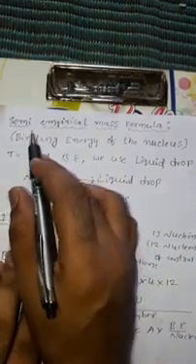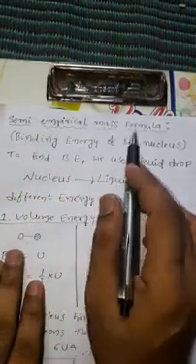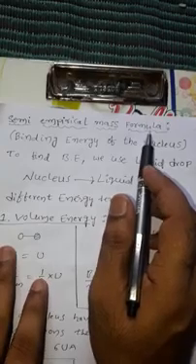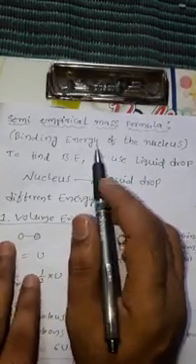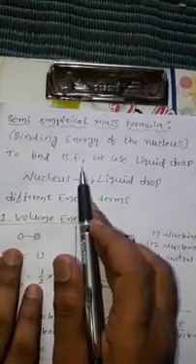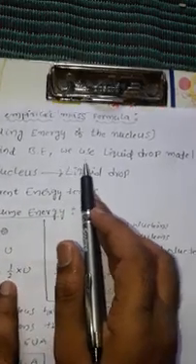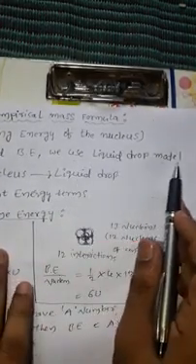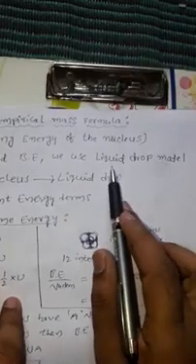Now I am going to explain the topic semi-empirical mass formula. Semi-empirical mass formula is a formula of binding energy of the nucleus. To find binding energy of the nucleus, we use liquid drop model. What is liquid drop model?